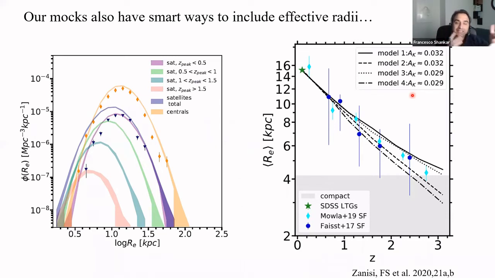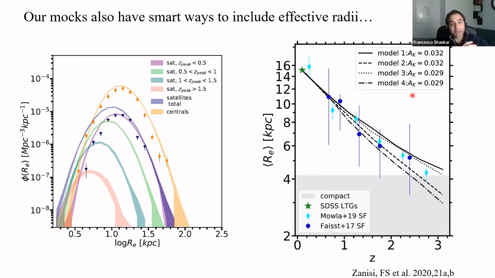We have also used our semi-empirical model to assign sizes to our galaxies, not only stellar mass via the stellar mass relation, but also sizes. So the semi-empirical approach can be used for all types of galaxy properties: stellar mass, effective radius, and also velocity dispersion, which I'll show you in the next slide. In this specific instance, this is work done with my PhD student, Lorenzo Zanisi.